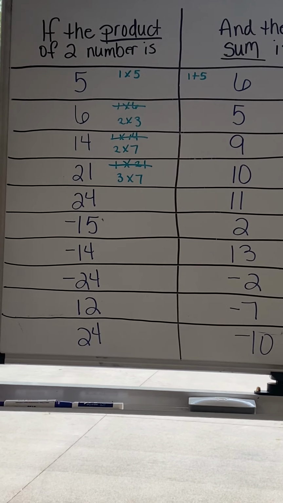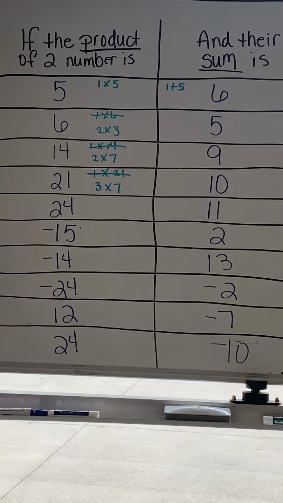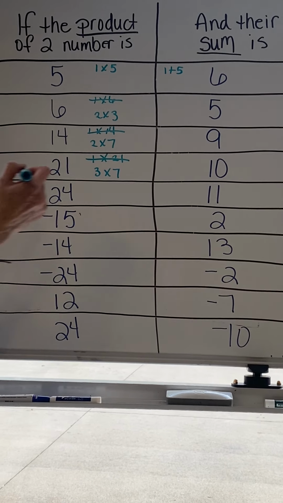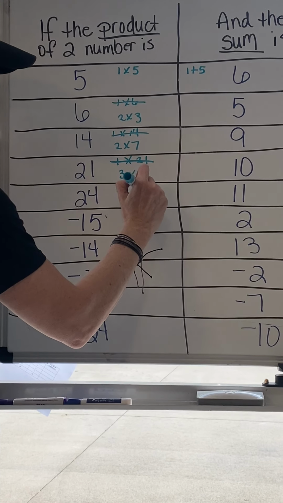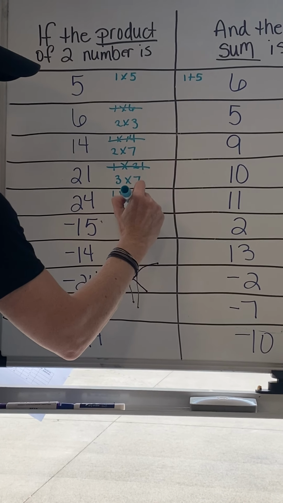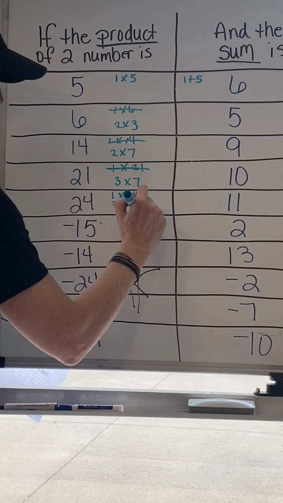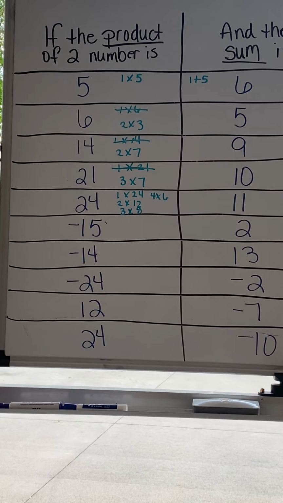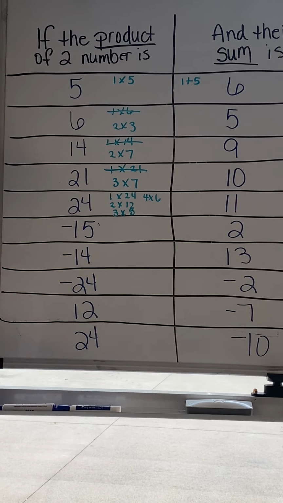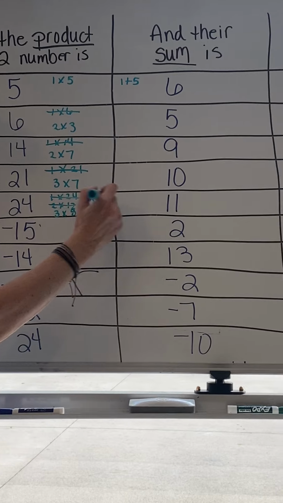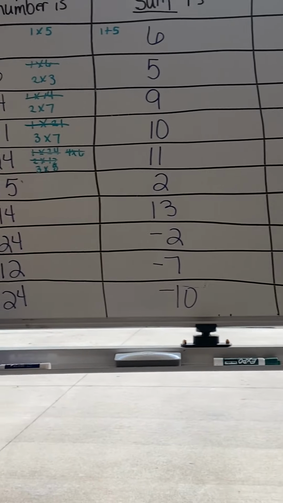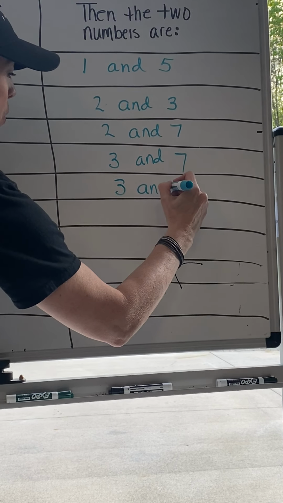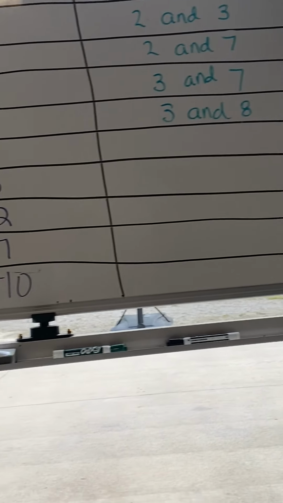And then the last one, where we have all positive numbers, a product of 24 and a sum of 11. So we've got a few things that give us a product of 24. 1 times 24, 2 times 12, 3 times 8, and 4 times 6. But only one of those sets is going to also add to give you 11, and that would be 3 times 8. So 3 times 8 gives you 24, and 3 plus 8 gives you 11. So we're going to be coming up with 3 and 8.